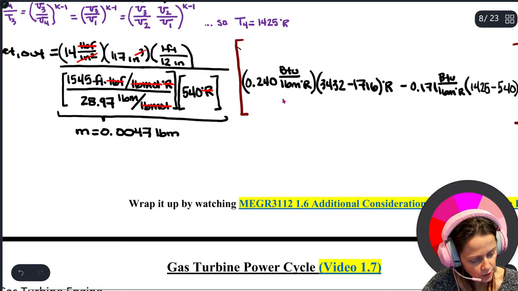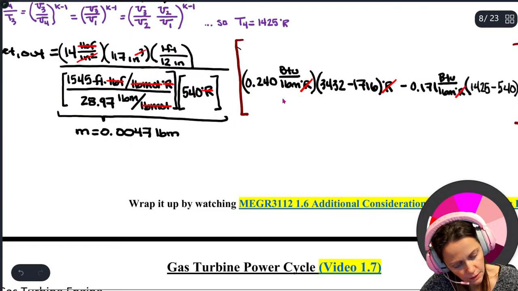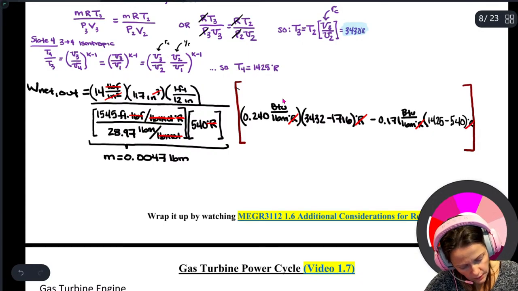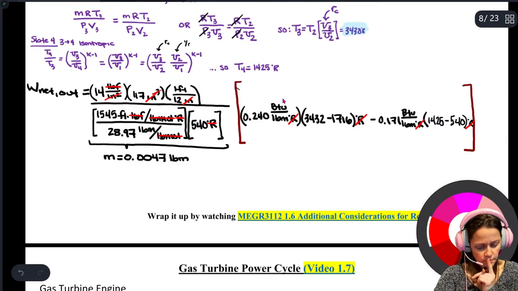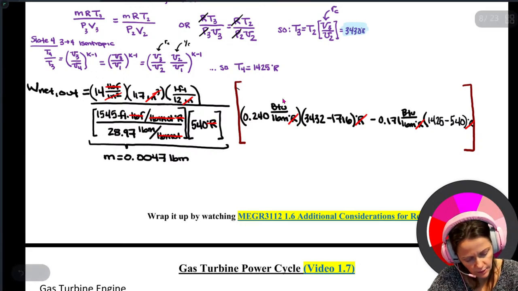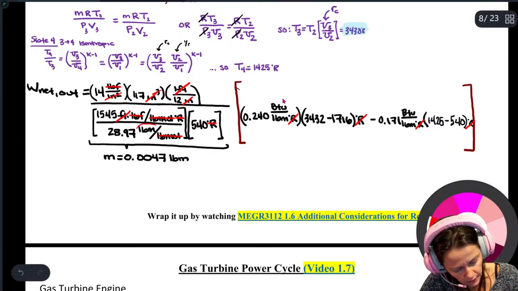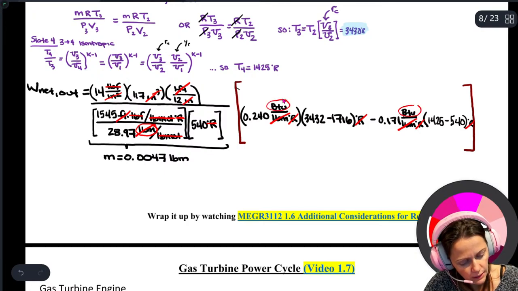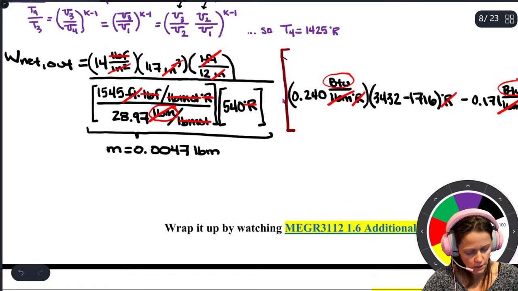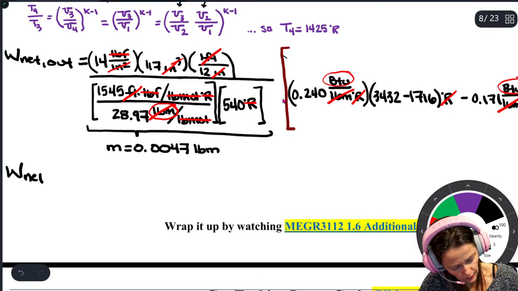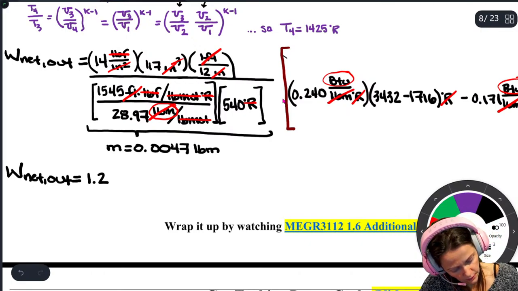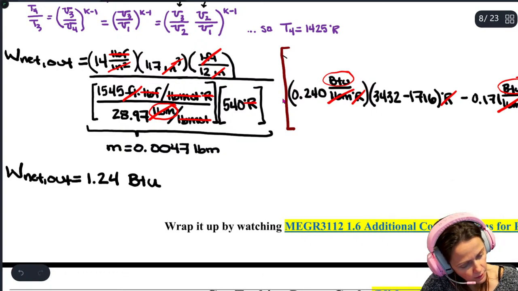All right, so let's make sure that our units are going to cancel out the way that we want them to. There's an inch, there's an inch, there's the foot. So I've got the pound mass over here, which is going to cancel out with the pound mass over there. And so all I should be left with is energy in terms of BTU. Right? So work net out ends up being 1.24 BTU. All right, perfect.